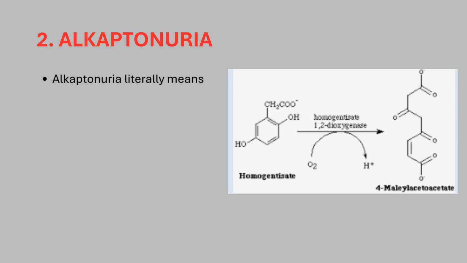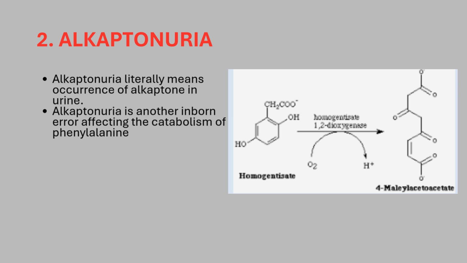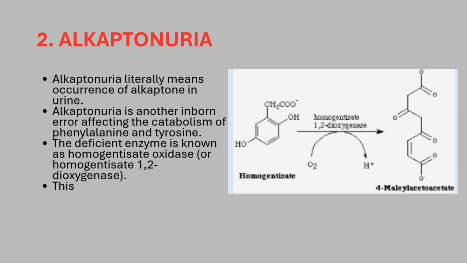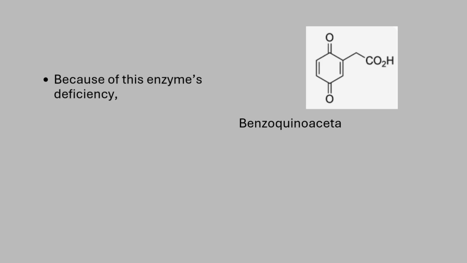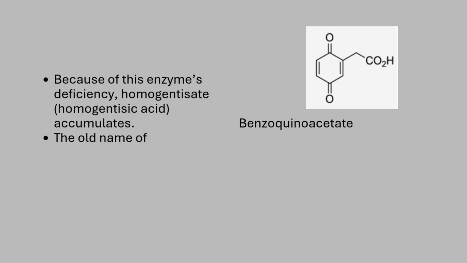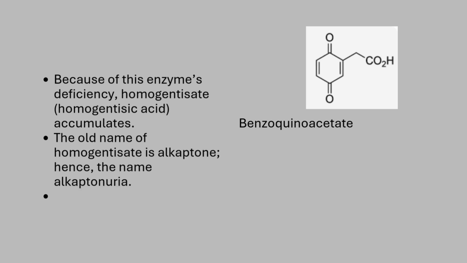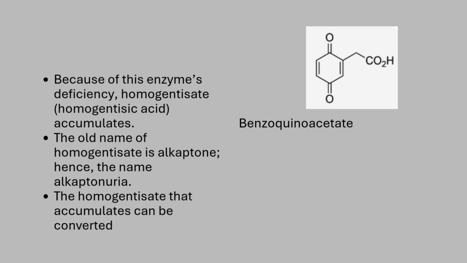Number 2. Alkaptonuria. Alkaptonuria literally means occurrence of alkaptone in urine. Alkaptonuria is another inborn error affecting the catabolism of phenylalanine and tyrosine. The deficient enzyme is known as homogentisate oxidase, or homogentisate 1,2-dioxygenase. This enzyme converts homogentisate to 4-maleylacetoacetate in the pathway for the catabolism of phenylalanine and tyrosine. Because of this enzyme's deficiency, homogentisate, homogentisic acid, accumulates. The old name of homogentisate is alkaptone, hence the name Alkaptonuria.